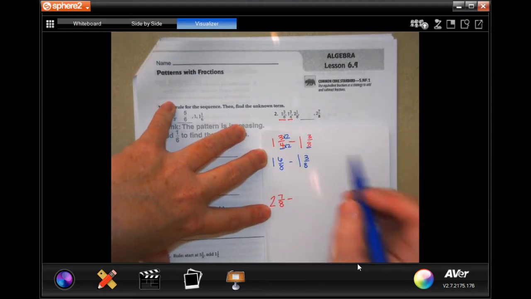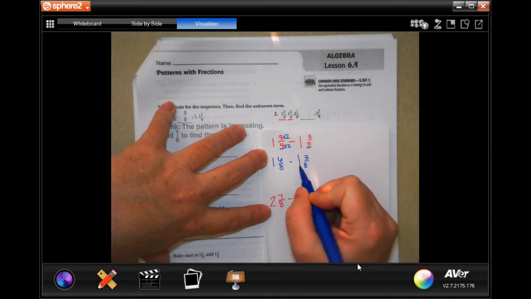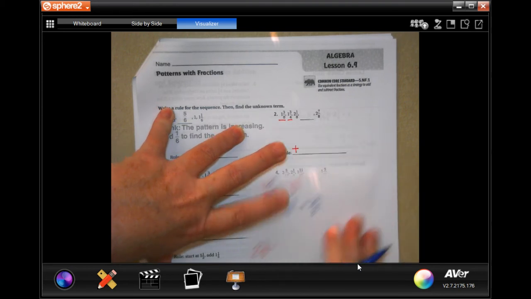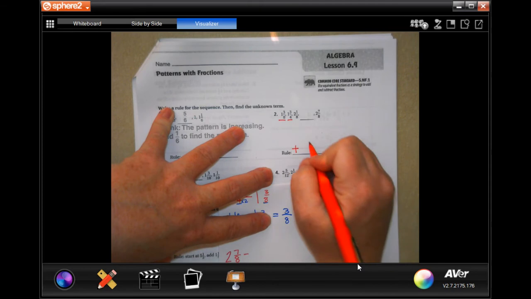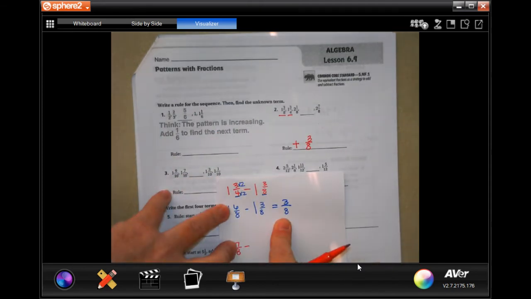1 take away 1, nothing. Denominator is going to stay 8, and 6 minus 3 is 3. So your rule is going to be to add 3/8. That's what we got here.